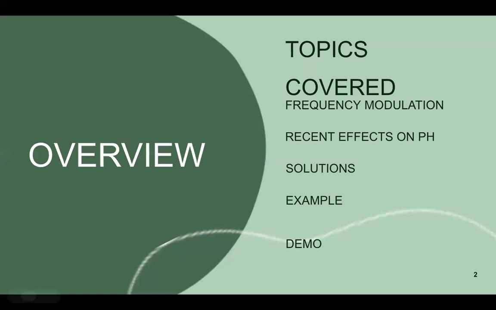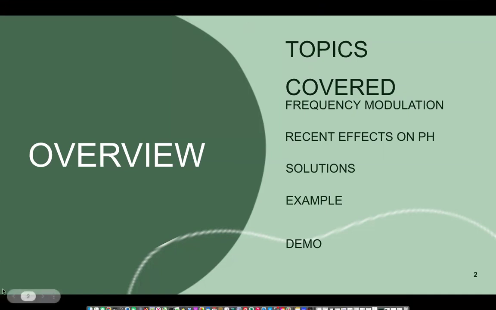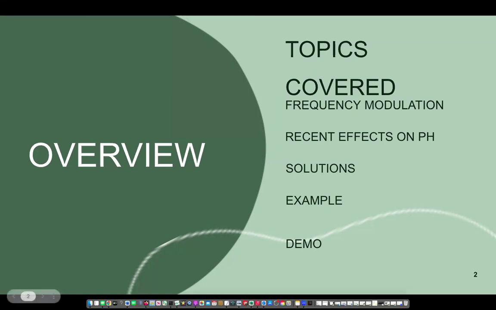Some of the topics covered here: we're going to go over frequency modulation, some of the recent effects on public health, and some of the solutions that can be found with frequency modulation. And one of the things I think is really important when we're talking about topics like tech and its impact on health, something new in pharmacy, or a new concept in biochemistry, is how to see these effects. How can you see these effects? How can it be used in your daily life? What are the proper applications?